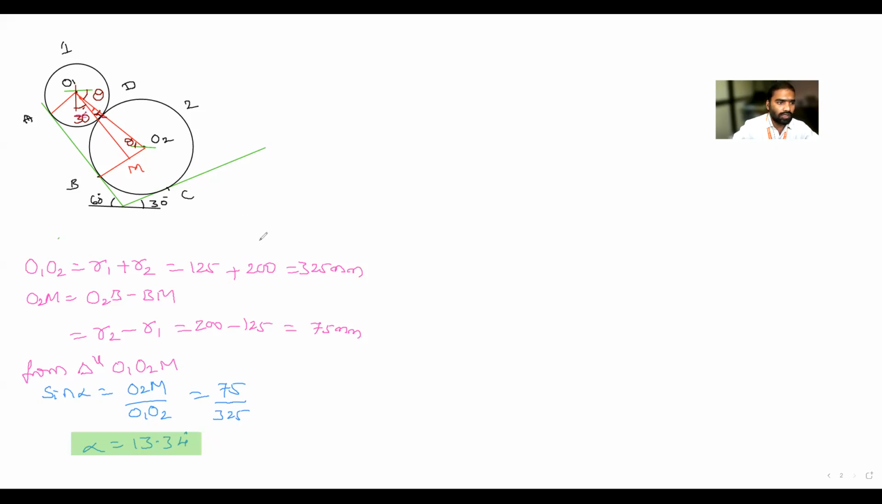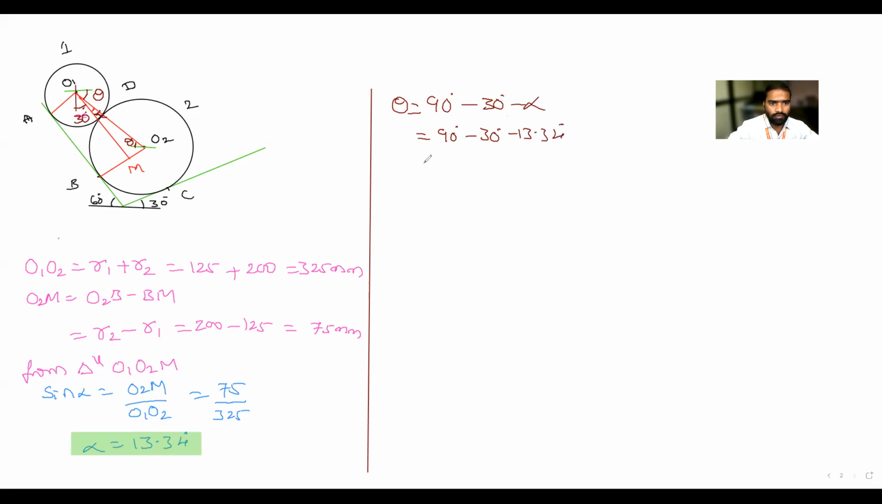So I want to find out this theta. I already solved the same problem. So theta is equal to, tell me, total is 90, right? So theta is equal to 90 minus 30 minus alpha. Alpha is equal to 13.34 degrees. Next, calculate the value of theta.